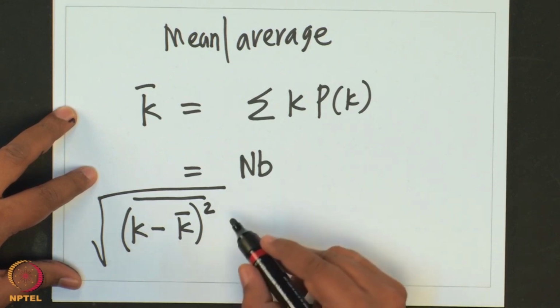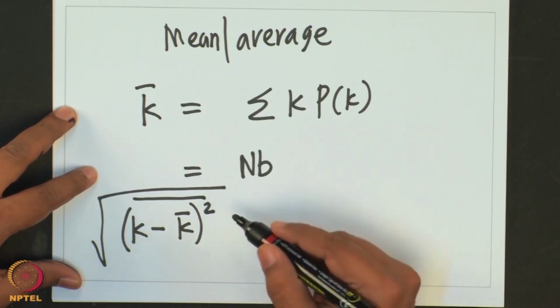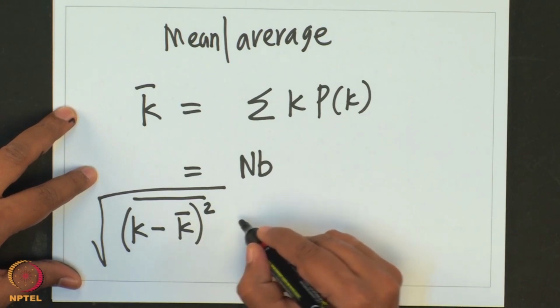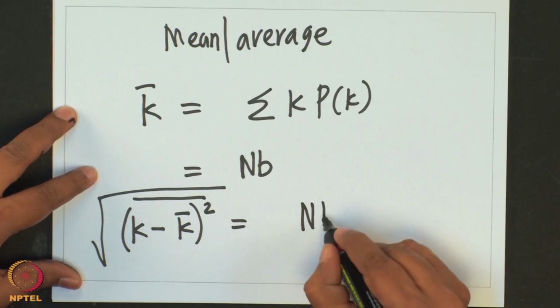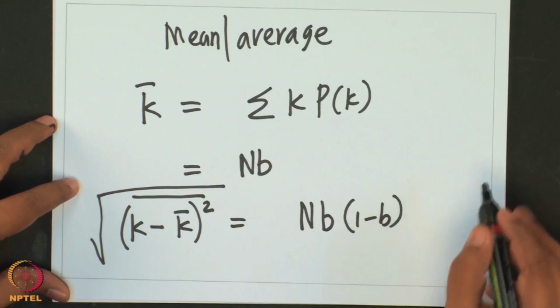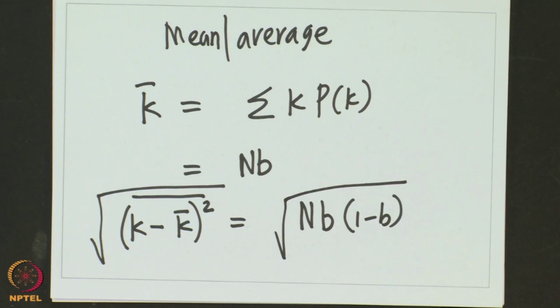You could ask what is k minus k bar whole square average, root of this, right? So this is going to be nb times 1 minus b, and of course this is going to be the root of this. So the mean and standard deviation can be obtained like this. And now, given this, we would also think about plotting this distribution.